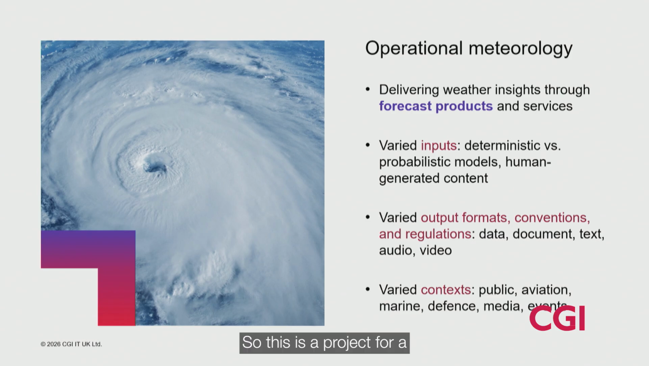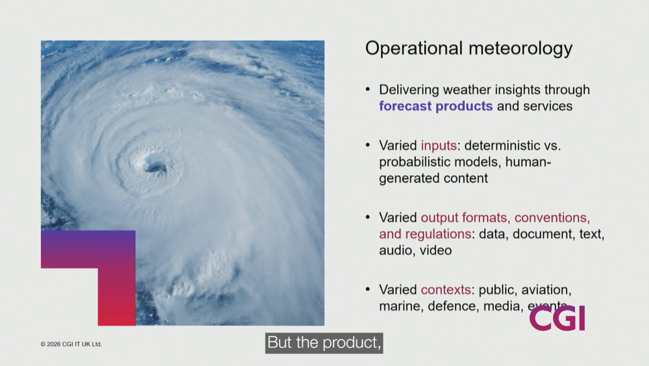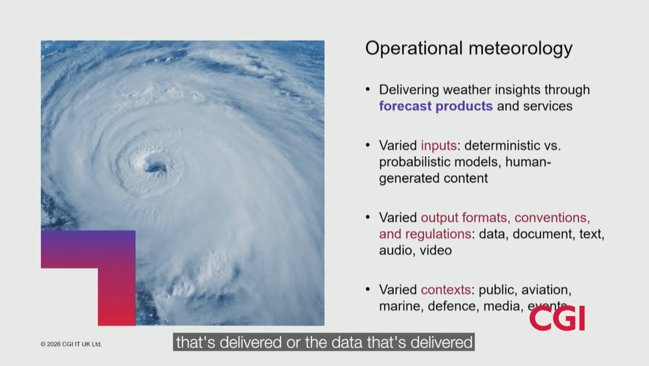So this is a project for a meteorological organization looking at their operational meteorology workflows. Operational meteorology is delivering weather insights from meteorologists. Typically, this is done in the current systems through what they call forecast products, which are wrapped up in services. But the product, the file that's delivered or the data that's delivered, is kind of the key thing here.